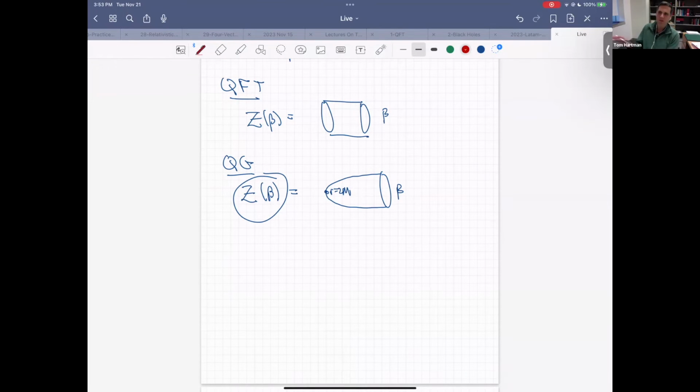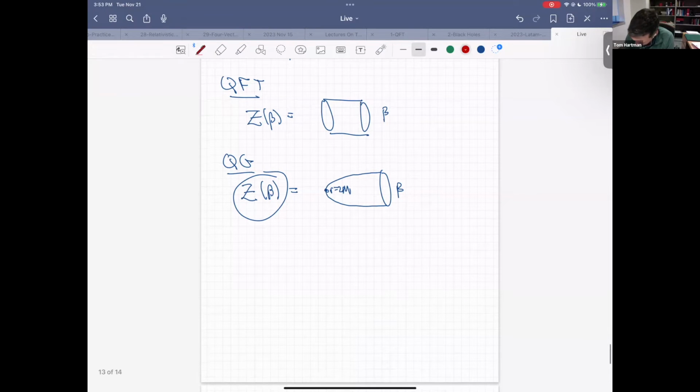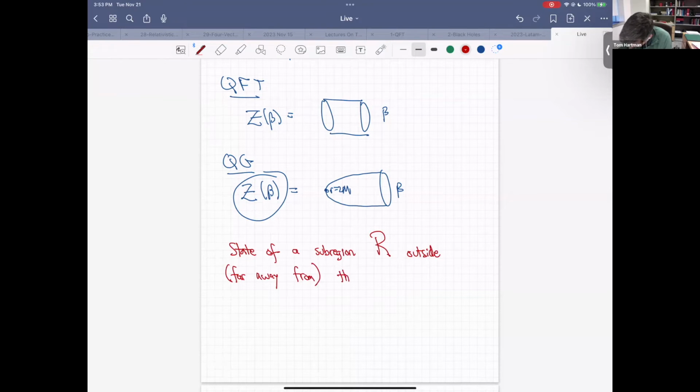We need one last thing for part 1 of this lecture, and that is to understand the state of a subregion, which I'll call R, outside the black hole. Really, actually, not just outside, but far away from the black hole.